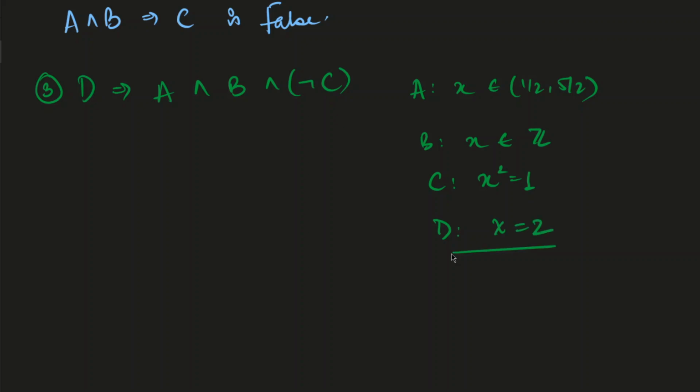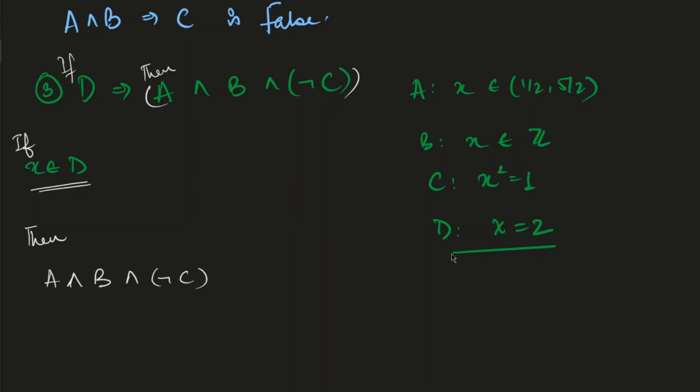Now, this is basically saying that if x belongs to D, remember this is an implication, so it's always going to be an if-then type of statement, right? So if D, then A and B and negation of C will hold. So x should belong to this thing as well, right? So what is the set D here?